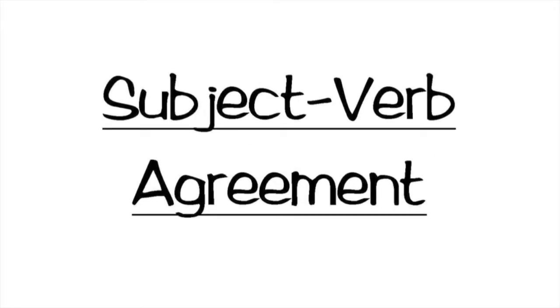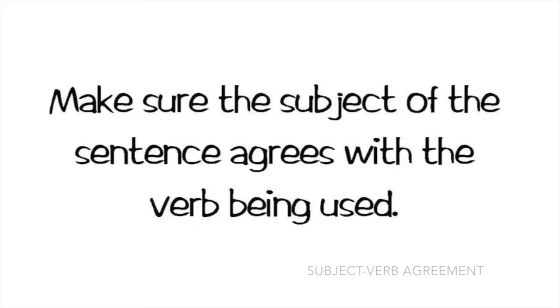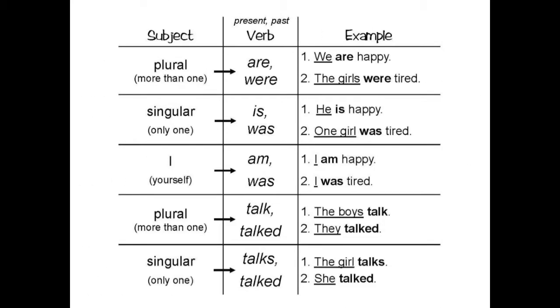Our first concept is subject-verb agreement, and the rule for this is that we have to make sure that the subject of the sentence agrees with the verb that's being used. This reference chart can be found at the beginning of your booklet on the explanation pages. Use this when working through this booklet to help you.